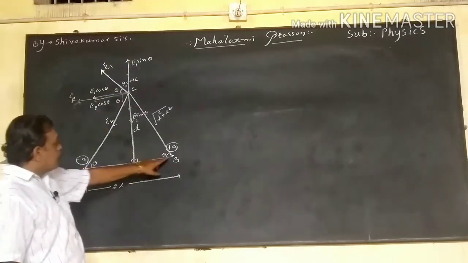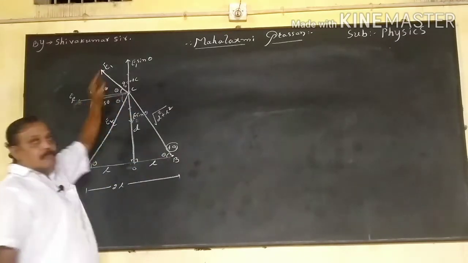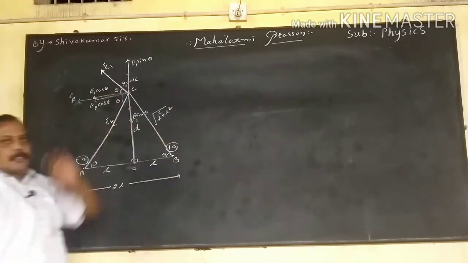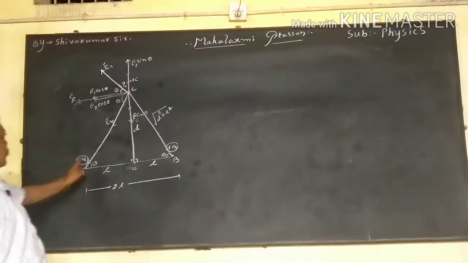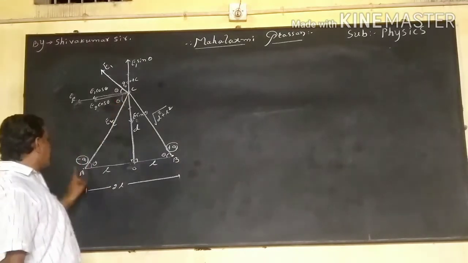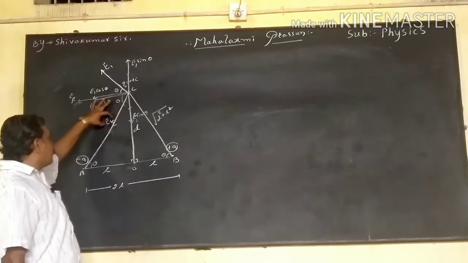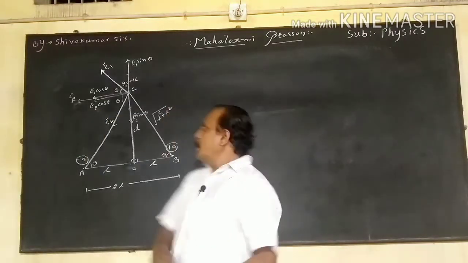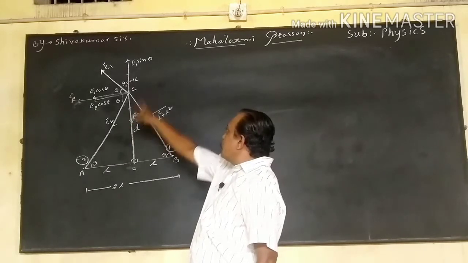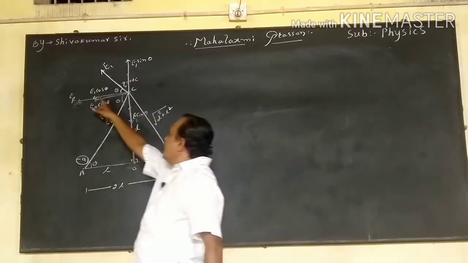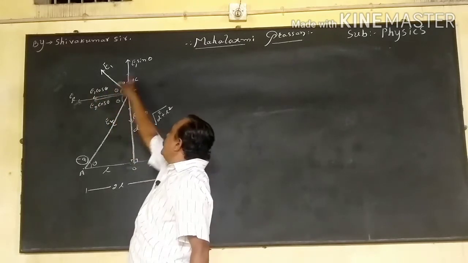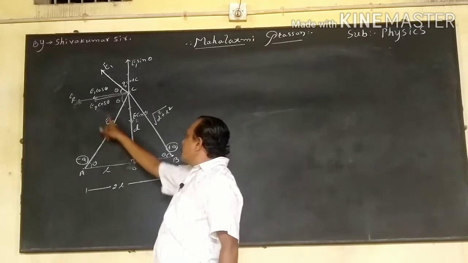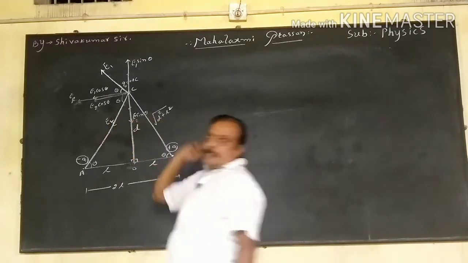According to Coulomb's law, positive charge gives a force of repulsion. Force is nothing but the electric intensity here. E1 is the electric intensity due to charge plus q, and E2 is the electric intensity due to charge minus q, a force of attraction. E1 and E2 are resolved into two components, one horizontal and another vertical. For E1, the resolved components are E1 cos theta and E1 sin theta. Similarly, for E2, the resolved components are E2 cos theta and E2 sin theta.